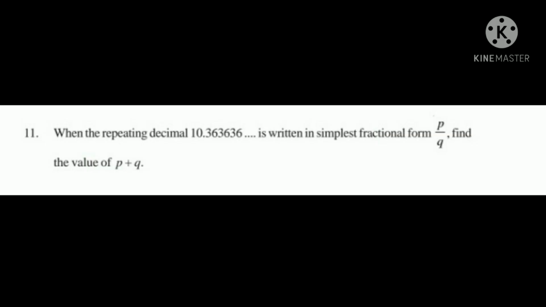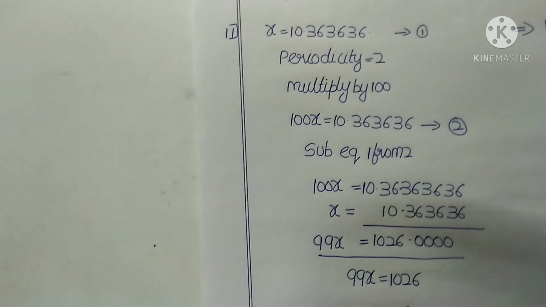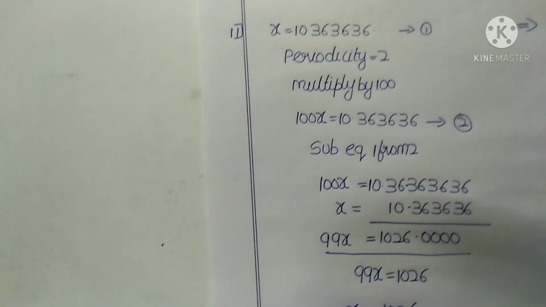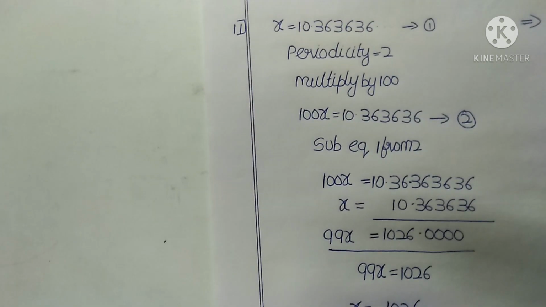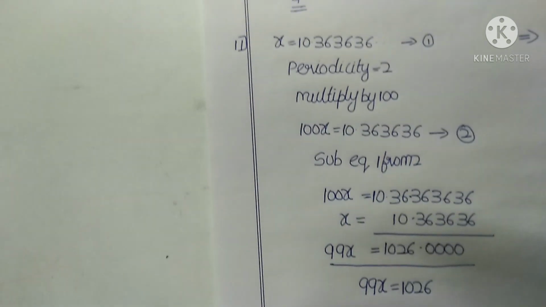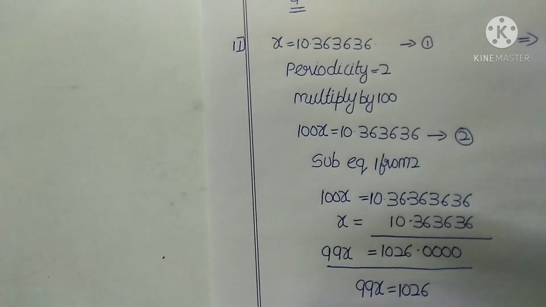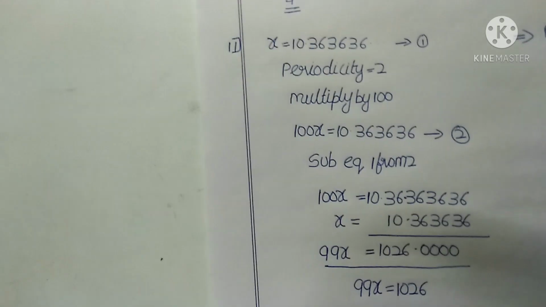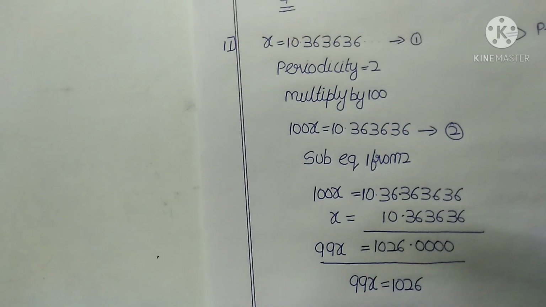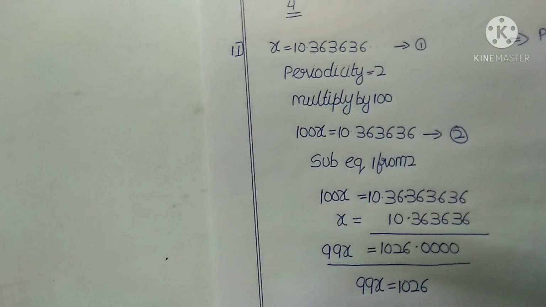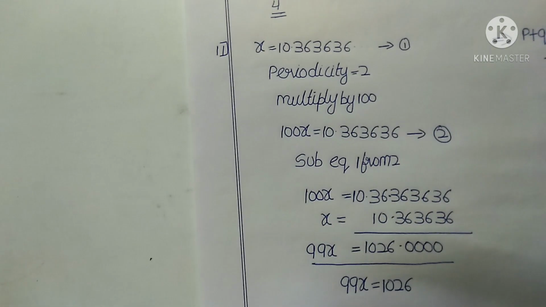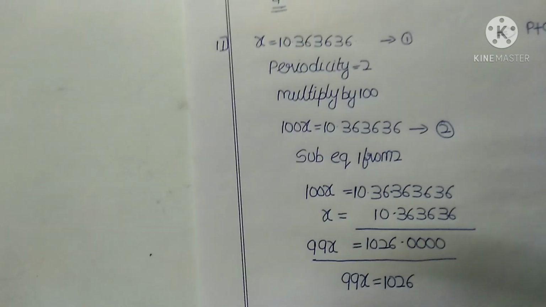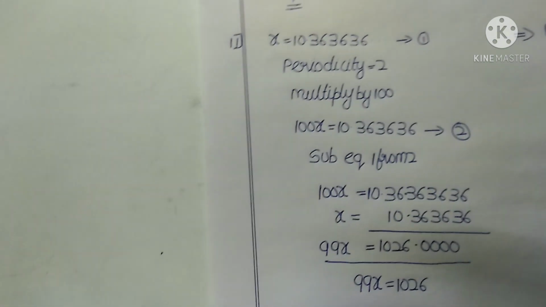Now let us solve the 11th question. When the repeating decimal 10.363636 is written in the simplest form, fractional form p by q, then find the value of p plus q. Now let us solve the 11th question. That x equals to 10.363636. So here 36 had a bar. So here 36 is at the hundreds place. So we get periodicity, that is equals to 2. So we should multiply by 100.